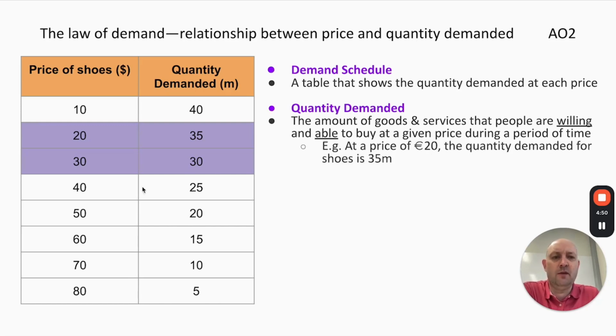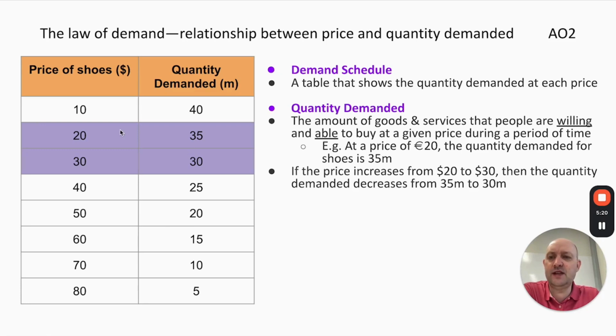So for example, at a price of 20 euros, I realize I've got dollars in the table but euros here, but the currency doesn't really matter. At a price of 20 euros, the quantity demanded for shoes is 35 million. What that's saying is if the price in the market was 20 euros, then the number of shoes that all consumers in the country or the market want to buy is 35 million.